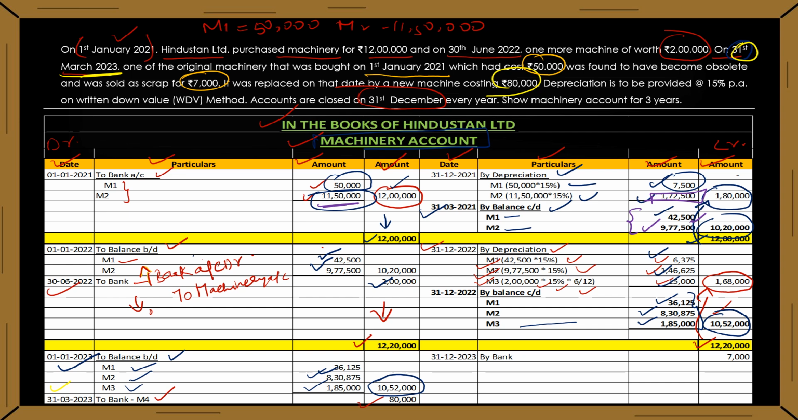This is the machinery account. In the journal entry, bank account is debited. So in the machinery account on 31/12/2023, it will be by bank 7,000 rupees. Now the next step is to find out profit or loss on the sale of machinery. Let's do it now.